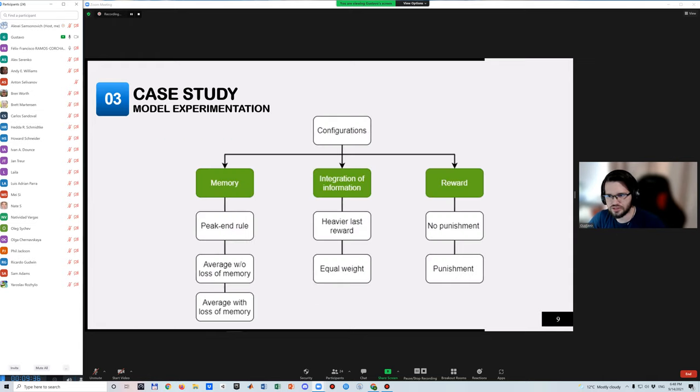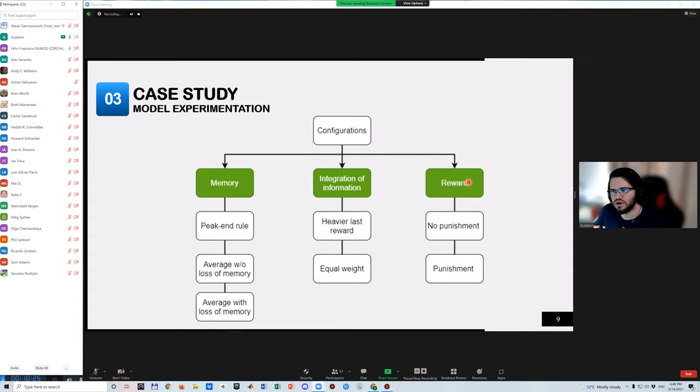So, once we have the humans, it's time to test our model against those humans. In order to do this, we created 12 different configurations for our model, modifying three parameters and combining all these different ways of setting these parameters. Memory, which would allow the model to forget previous information or remember high-valued rewards. We modify the integration of information, which determines how important recent information is versus how important the historic of rewards is. And lastly, the reward system, which decides if making mistakes should be punished or not.